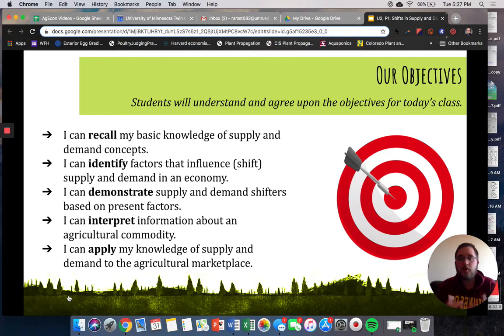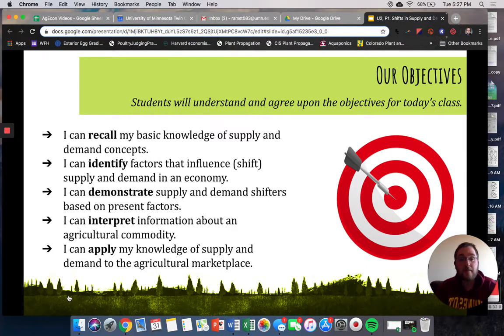First, we will be able to recall our basic knowledge of supply and demand concepts. Then we'll be able to identify factors that influence or shift supply and demand in the economy. Then we'll be able to demonstrate supply and demand shifters based on present factors. Then we'll be able to interpret information about an agriculture commodity. And finally, we'll wrap up by applying our knowledge of supply and demand to the agricultural marketplace as we look at different commodities.